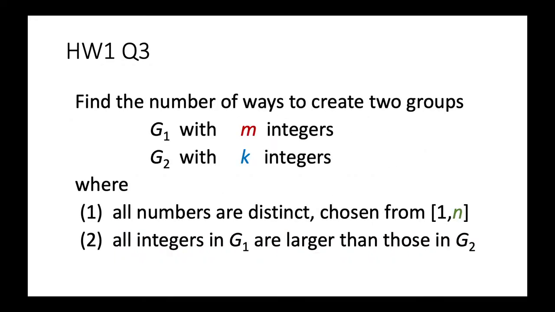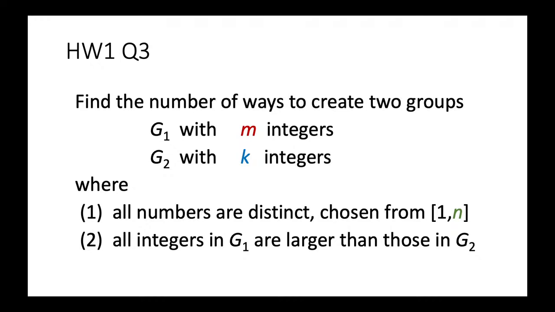Okay, for homework 1, question 3. Question 3 is we want to find the total number of ways to create two groups. Let's say the two groups are G1 and G2. G1 has exactly m integers and G2 has exactly k integers, such that all the numbers in the groups are distinct and must be chosen from 1 to n. And any integer in G1 must be greater than any integer in G2.